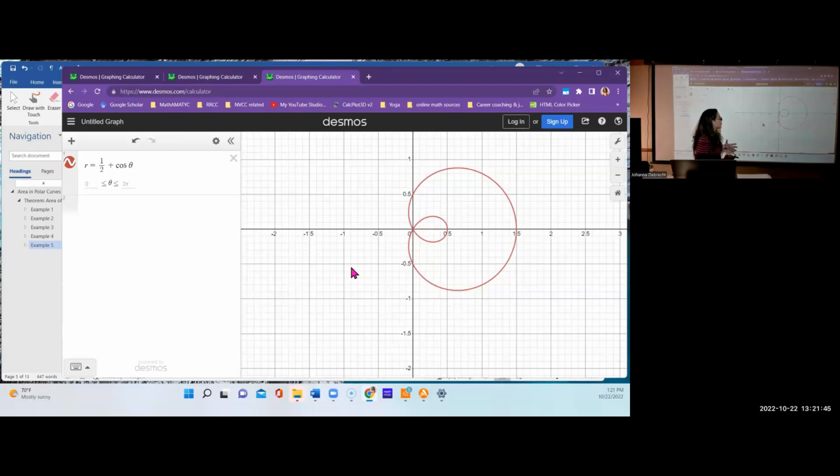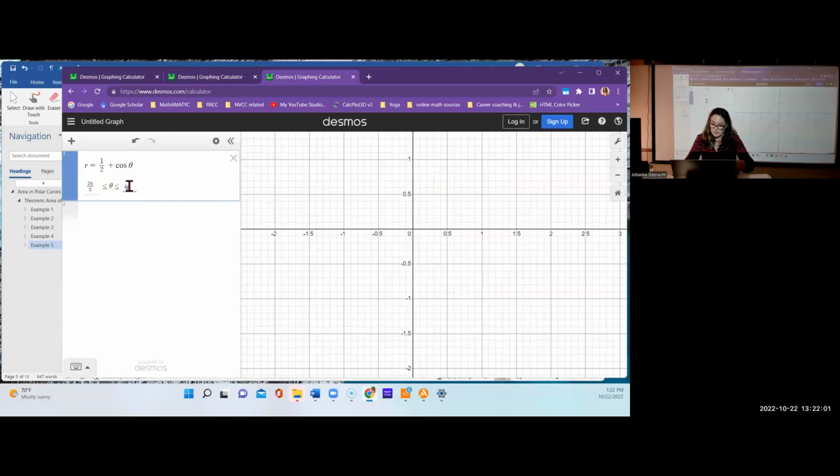Now we want to be sure that if we integrate from 2 pi over 3 to 4 pi over 3, that we're just getting the inner loop. So we're going to change the lower to 2 pi divided by 3. And we're going to change the upper to 4 pi divided by 3. Now you can see that I only have the hole. So if I do the area formula for this, I'll get the area inside the hole.